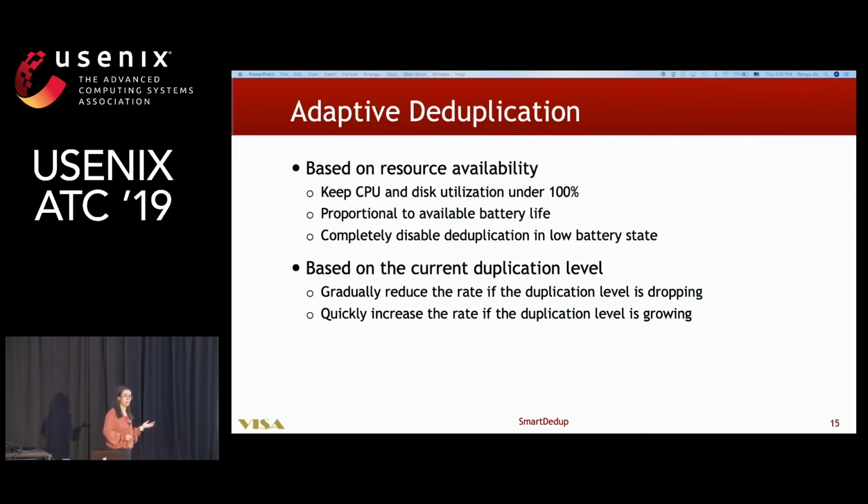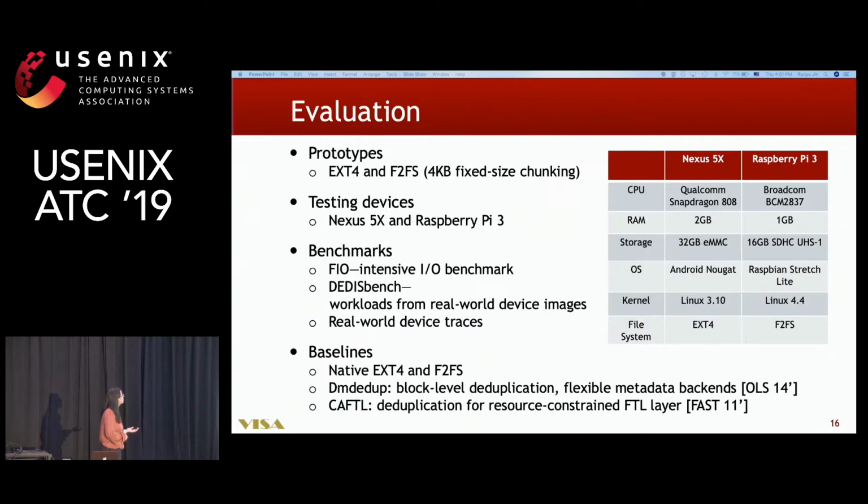Based on the current duplication level of the workloads, if the duplication level is decreasing, SmartDedup will work less aggressively and gradually decrease the processing rate. On the other hand, if the duplication level is growing, SmartDedup will work more aggressively and quickly restore the processing rate. So far, we have answered the second question on how to exploit data duplicates using only limited resources.